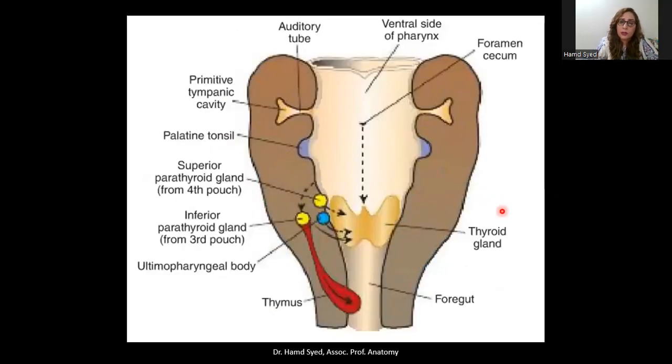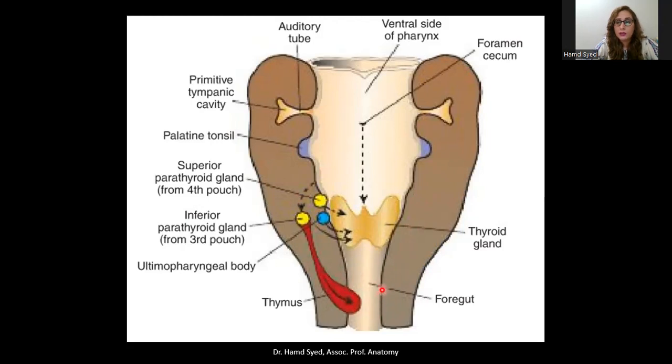In further stages of development, the similar coronal section through the wall of the pharynx is giving us a better understanding of the derivatives of pharyngeal pouches. So let's look at this again, that the first pharyngeal pouch is forming the auditory tube and the primitive tympanic cavity. Second pharyngeal pouch is forming the palatine tonsil as well as the tonsillar fossa. And here you can see that the third pharyngeal pouch, from there the inferior parathyroid gland has disconnected and the thymus has also disconnected. The thymus gland is going to move caudally and medially, and it's going to merge with its counterpart, that is the thymus from the other side.